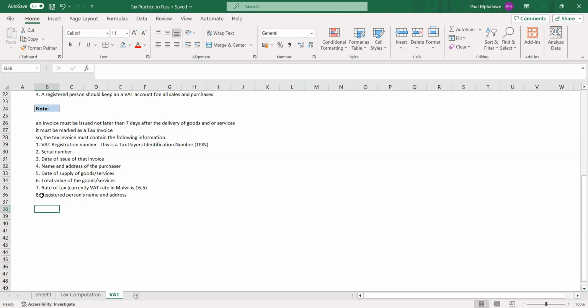Okay, we've already alluded the fact that as a taxpayer, you need to keep your accounting records for the purchases and the sales that you've made, and you need to submit your tax, your VAT, to Malawi Revenue Authority on the 25th of the following month. Okay, so let's look at taxable supplies. What are taxable supplies?